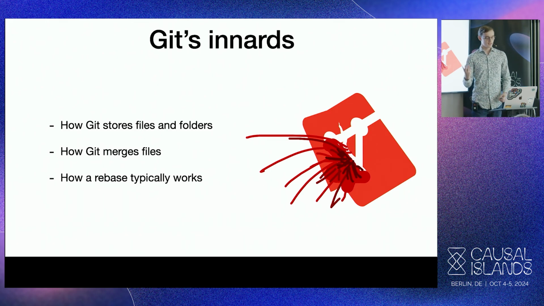The three things that I'm going to cover in terms of Git innards are how Git stores files and folders, how Git actually merges together files, and how a typical rebase is going to work. Then I'm going to go over how GitButler is improving the rebasing workflow to make it fantastic.